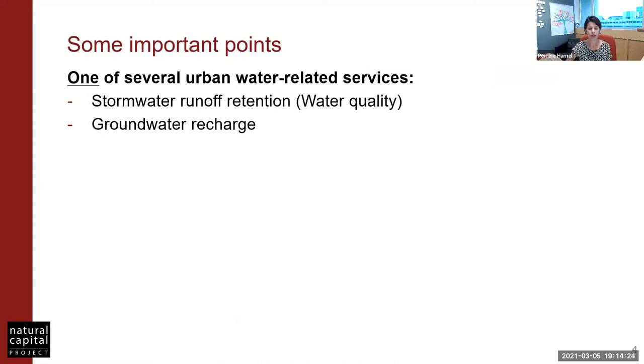So some important points about the Urban Flood Risk Mitigation Model. I want to highlight that it's one of several urban water related services, to understand where it fits in a broader picture of ecosystem services. So other water related services include stormwater runoff retention over longer time frames. And this is important for water quality as well as the long-term water cycle in an urban watershed. So the difference between the model we're looking at today and that one is that we are today looking at extreme events or storm events when there's a large amount of precipitation for a single event. The other one is more for long-term and water quality questions.